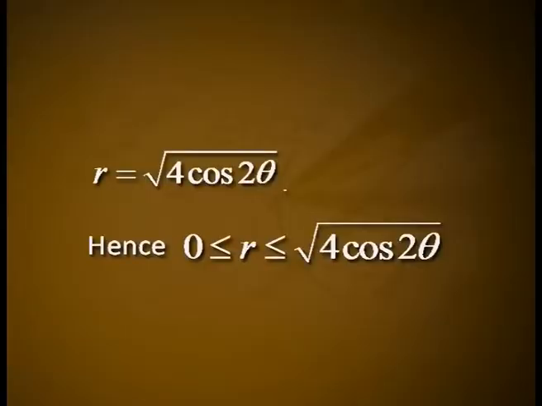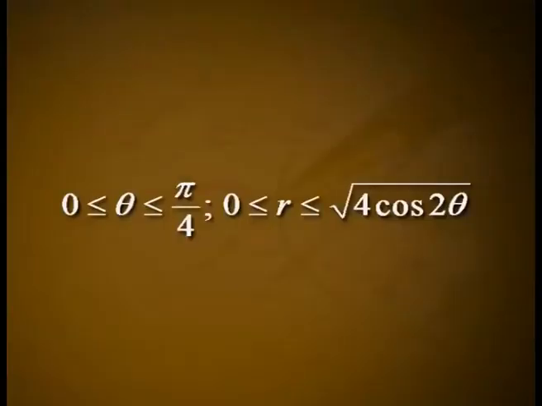We note that the required area is 4 times the shaded region in the first quadrant. In the shaded portion, a typical ray from the origin with r = 0 leaves the shaded region where r = √(4 cos 2θ). Hence, 0 ≤ r ≤ √(4 cos 2θ). Also, in the shaded region, θ varies from 0 to π/4. Hence, the system of inequalities that represent the shaded portion is 0 ≤ θ ≤ π/4, 0 ≤ r ≤ √(4 cos 2θ).